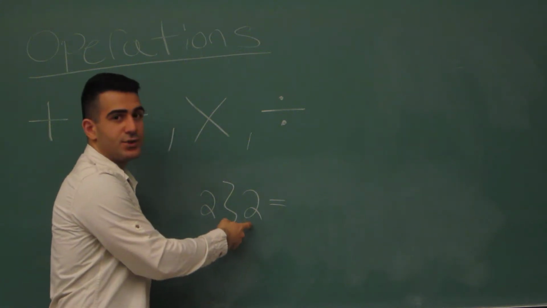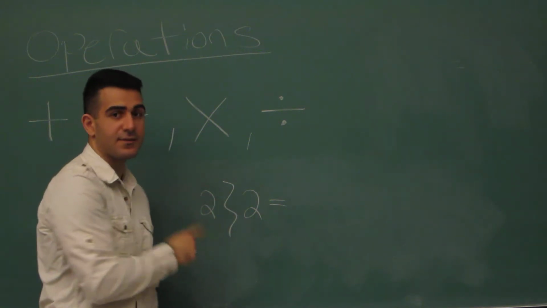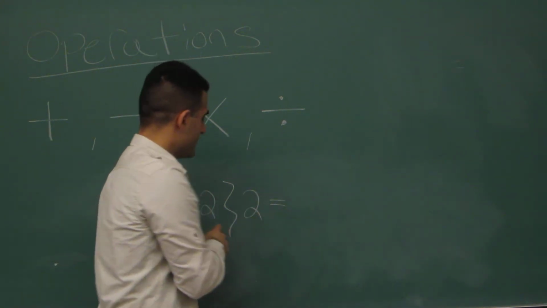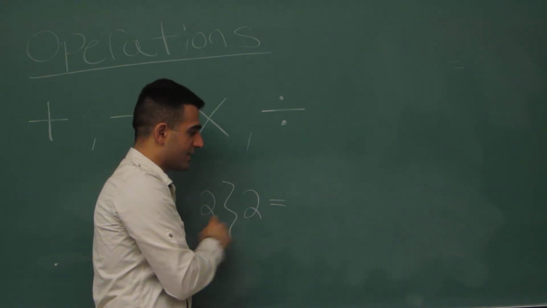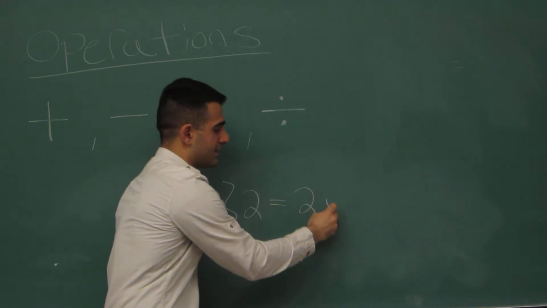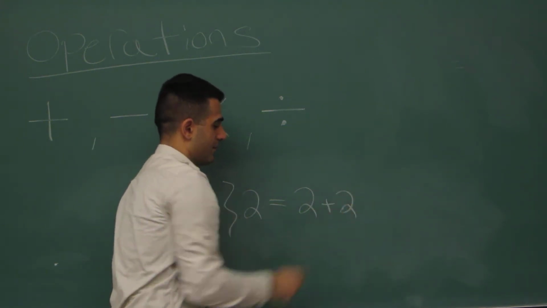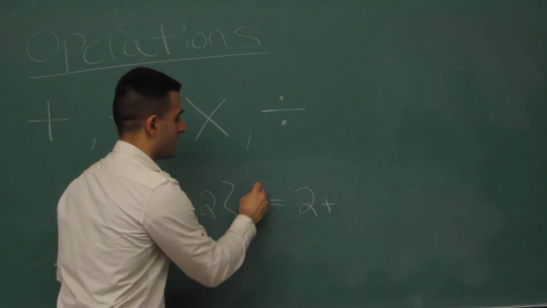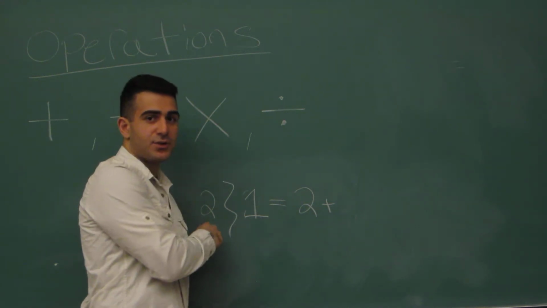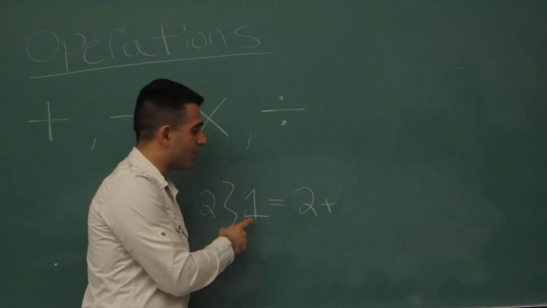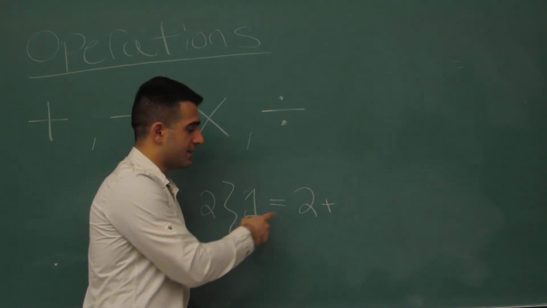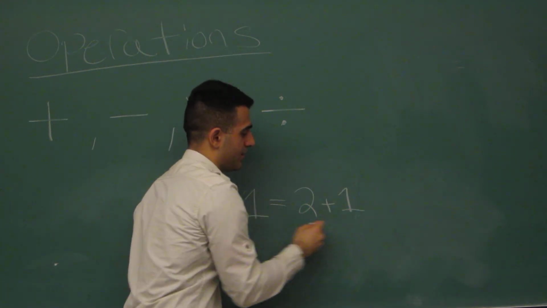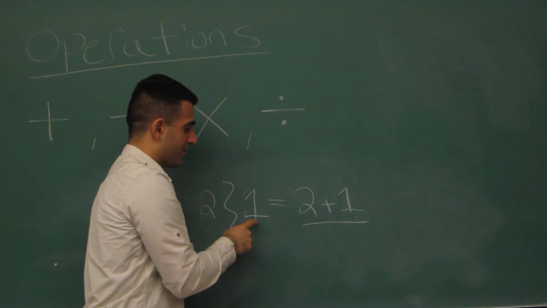So 2 squiggly line 2, this operation signifies the following. I'm going to tell you what it means on the right hand side. We're going to just make this up as we go on. So let's say it tells us to take the first number, add it to the second number. Actually, you know what? Just to contrast it, let's change the second number to 1. So the first number is 2, the second number is 1. So 2 squiggly line 1 tells us we take the first number, we add it to the second number, which is 1, and then we divide that by the second number.